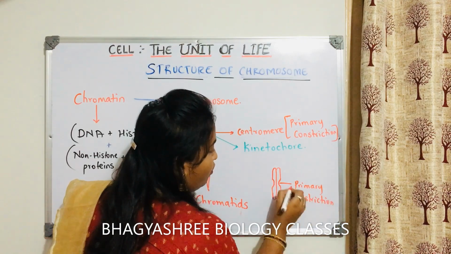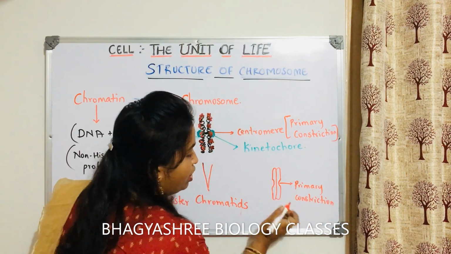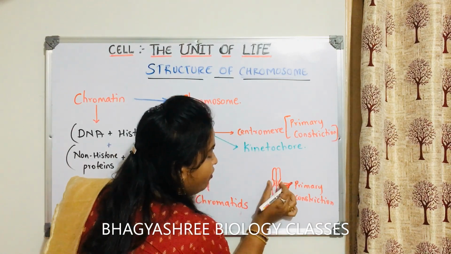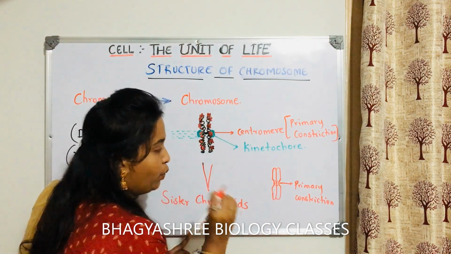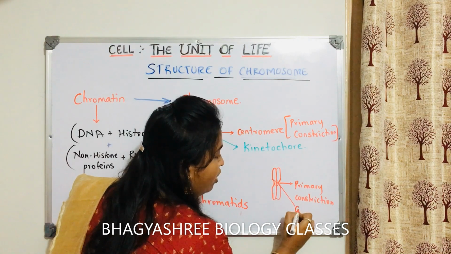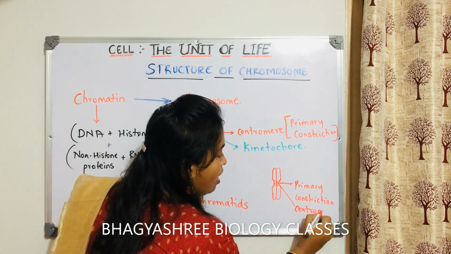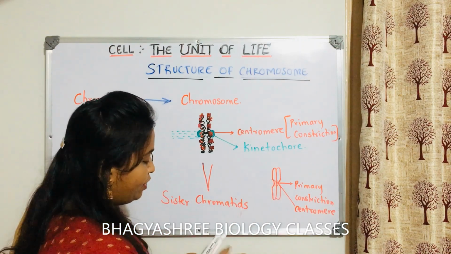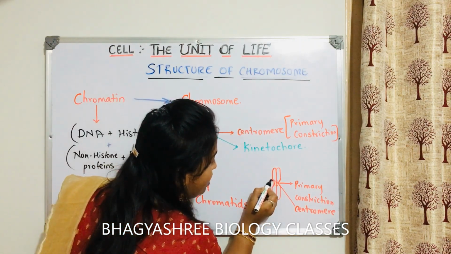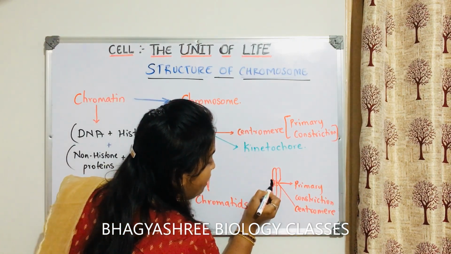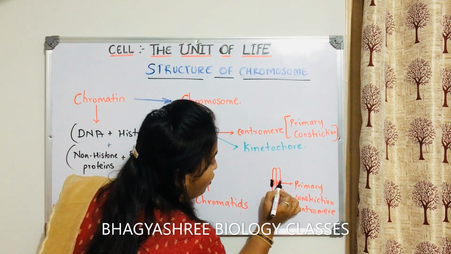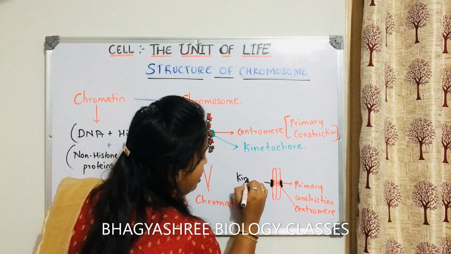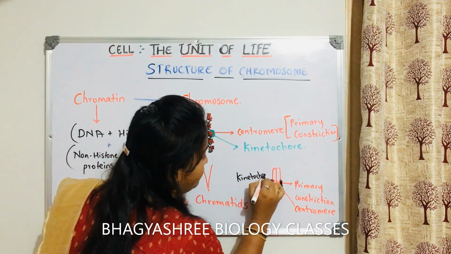Where there is primary constriction, there only you will find specific DNA sequences on it which help the chromatids to bind to each other. That is why we call it the centromere region. And one more thing about the centromere is that outside the centromere part, you will see this disc type structure, which is proteinaceous material. And we call it the kinetochore.